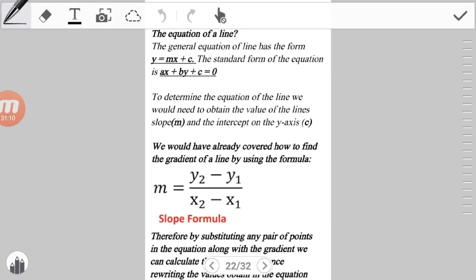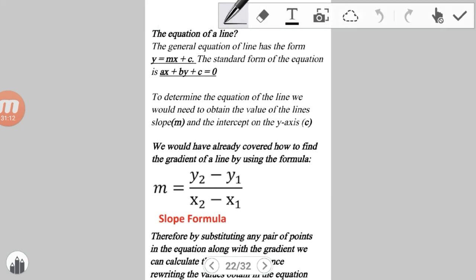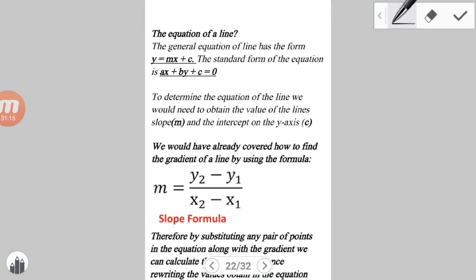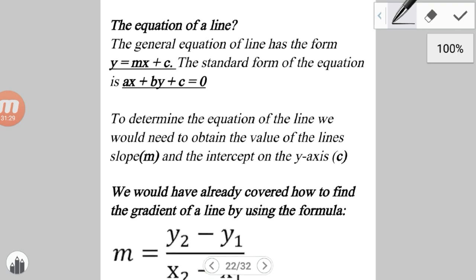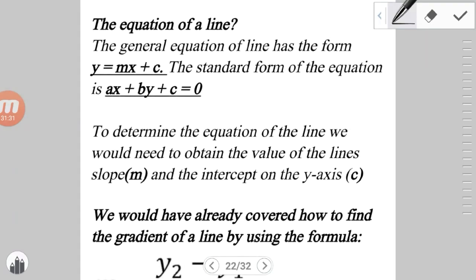All right guys, so we are back and we are ready and rearing to go. We're going to be looking at the equation of a line. Very important aspect of coordinate geometry. So let's get into it. As you can see here on screen, the equation of a line, the general equation, has the form y equal mx plus c. A lot of you guys are indeed familiar with this particular formula, y equal mx plus c.